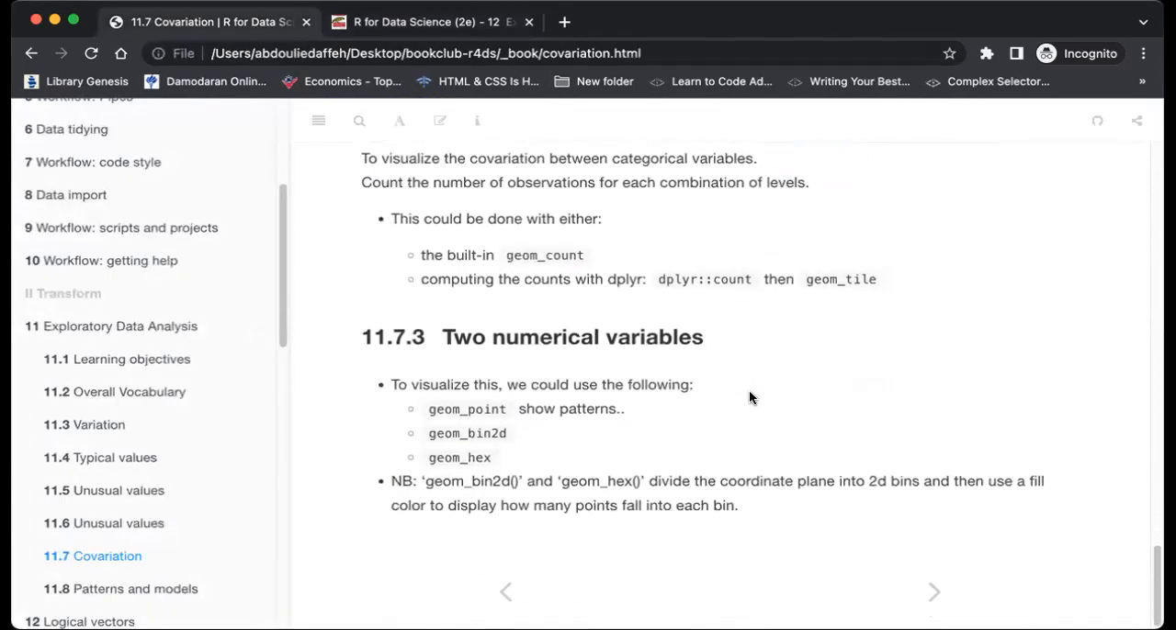So when we have two numerical variables, to visualize this, we could use geom_point, which might show us patterns. A good example of this is scatter plots. And we could use geom_bin2d and geom_hex. They divide the coordinate plane into 2D bins, and then use a fill color to display how many points fall in each bin.